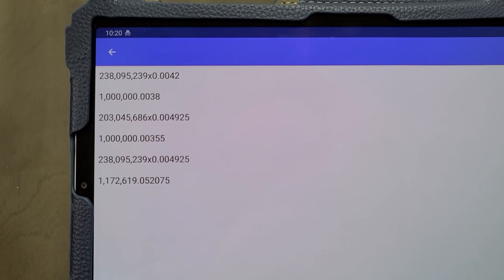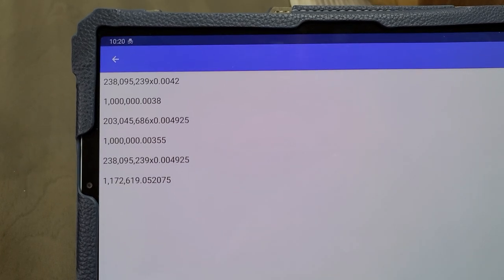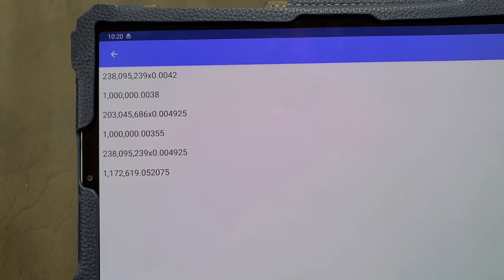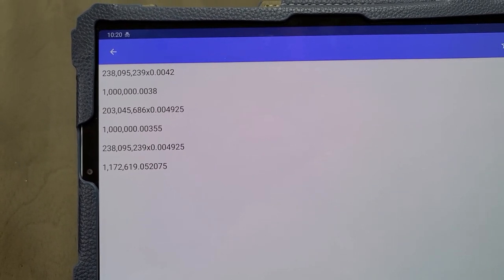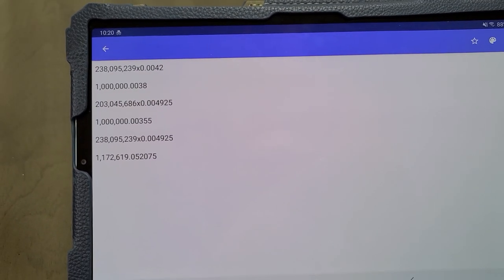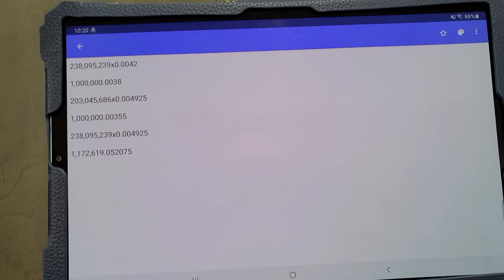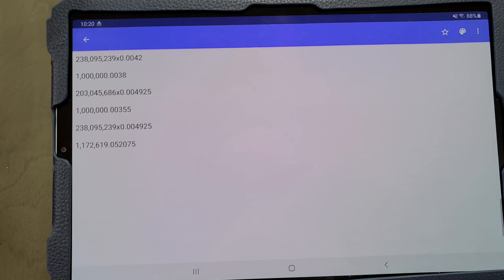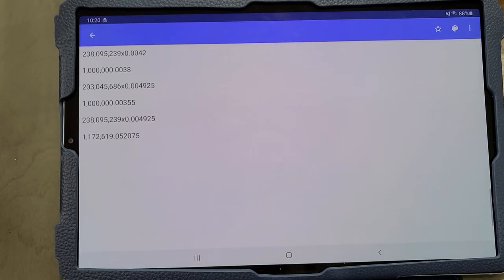On the other hand, if you got a payout of 0.004925 per page read, then you would only need 203,045,686 page reads to get that same amount of money. Now, while I'm saying only, you know, that is a lot of page reads to make that much. I don't have that many page reads. I'm getting there slowly, but I don't have that many.